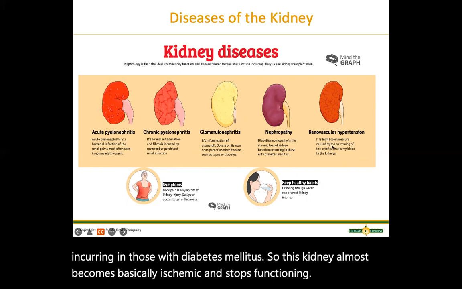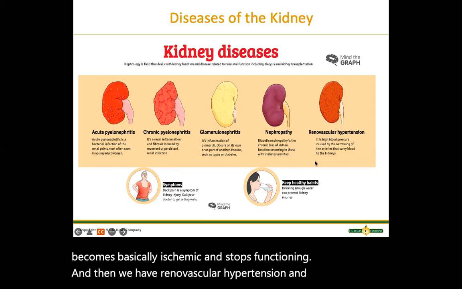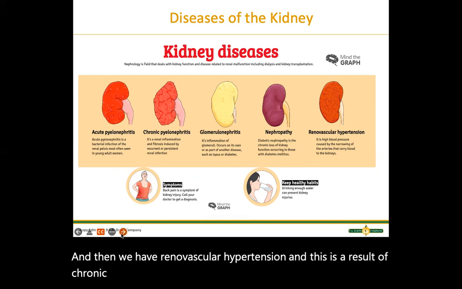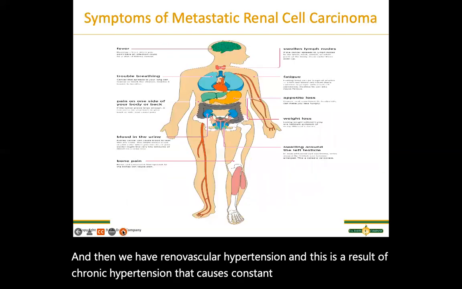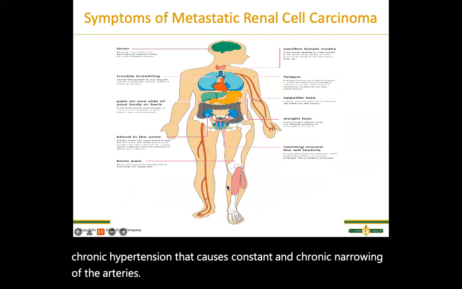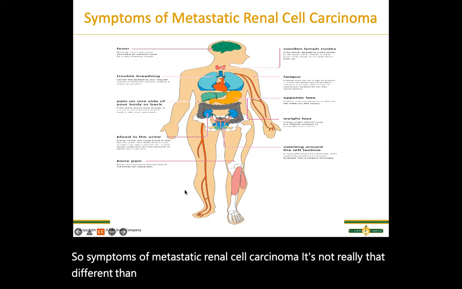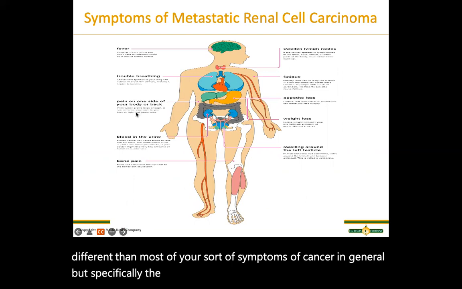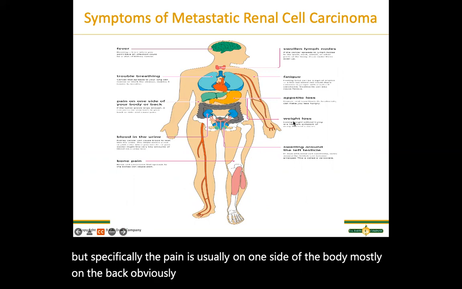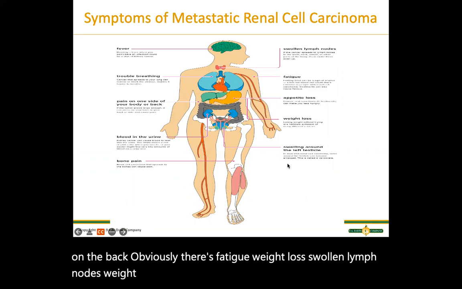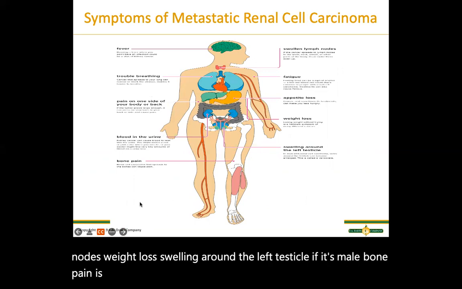And then we have renovascular hypertension, and this is a result of chronic hypertension that causes constant and chronic narrowing of the arteries. The symptoms of metastatic renal cell carcinoma are not really that different than most symptoms of cancer in general, but specifically the pain is usually on one side of the body, mostly on the back. Obviously there's fatigue, weight loss, swollen lymph nodes, and swelling around the left testicle if it's a male. Bone pain is very common, as well as trouble breathing and fever.